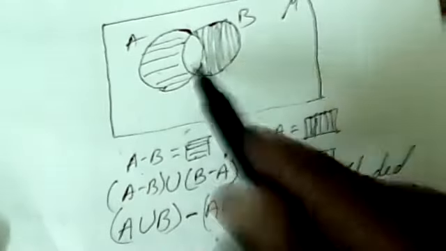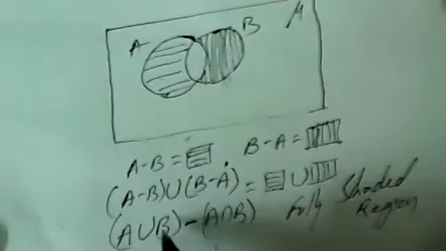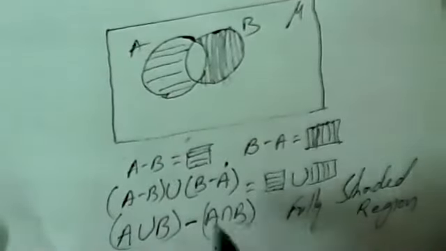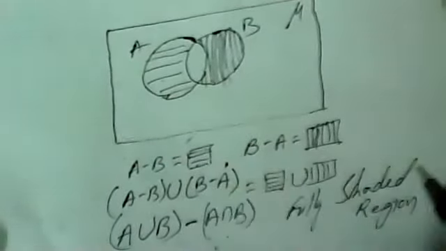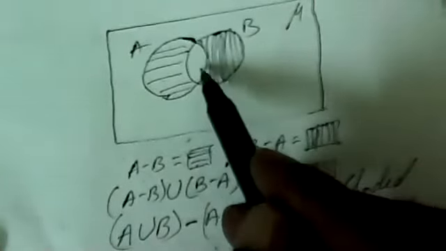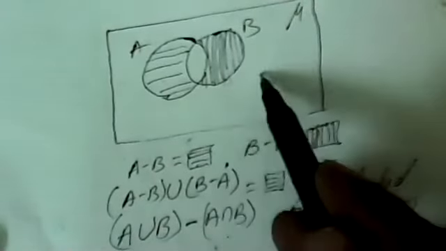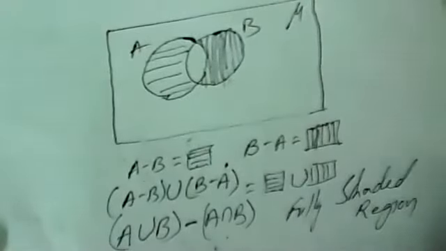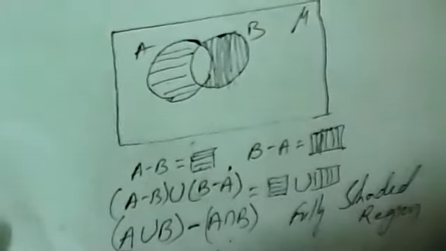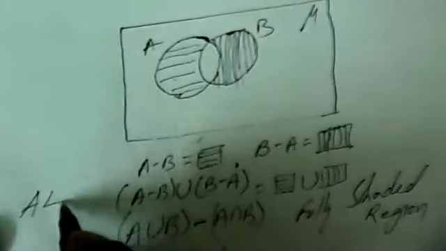So, clear? This area and this area represent the same thing. Consider A union B completely, and remove the common area from it. Otherwise, take A minus B, take B minus A, and take their union. Both are the same. This we call the symmetric difference, and we are representing it by delta.